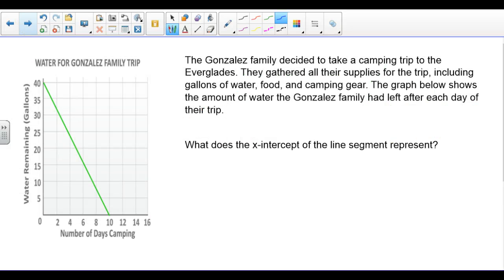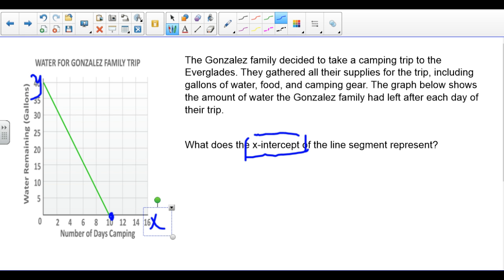Alright, number 2. So here we have this question that asks us what does the x-intercept of the line segment represent. So you need to remember to always, now on a test they will hardly ever give you the labels on the graph, so you want to make sure you label your x and you label your y-axis. Since the question is asking us about the x-intercept, that means we are talking about this point right here.